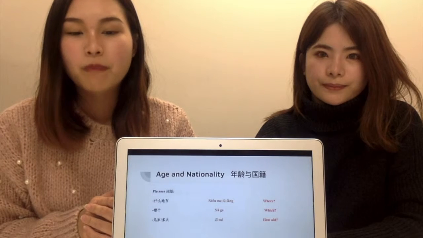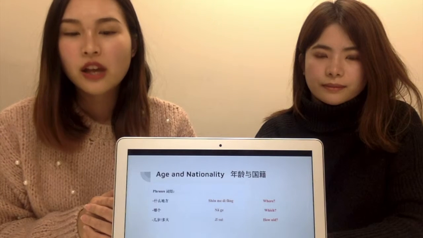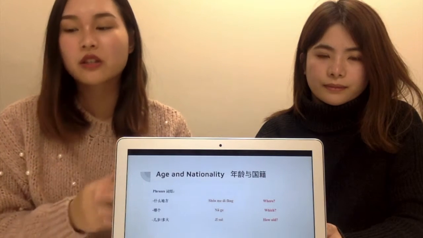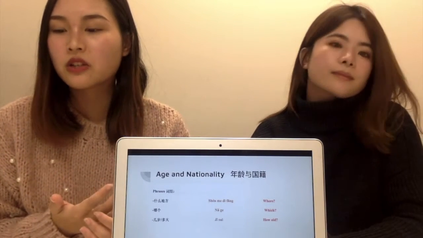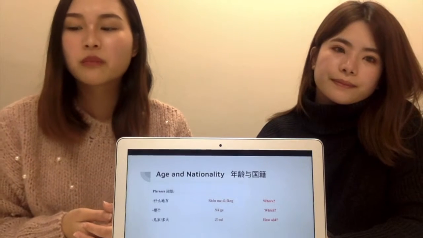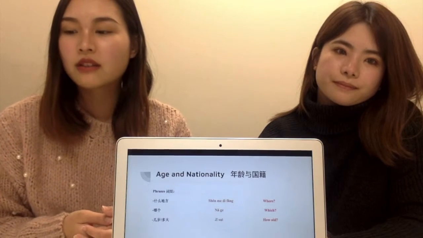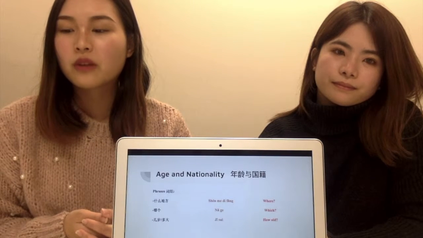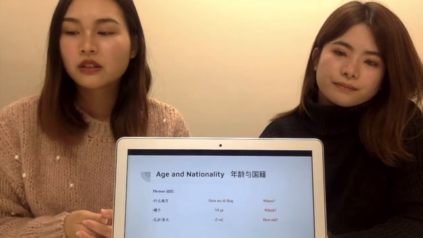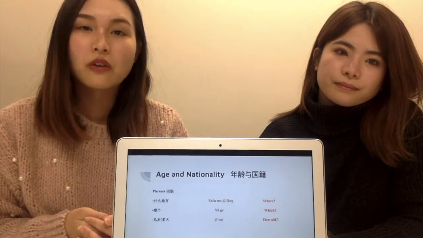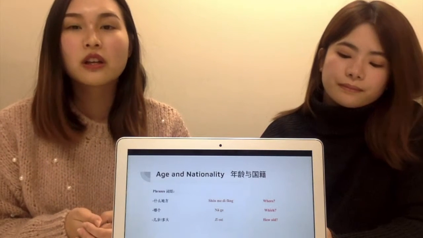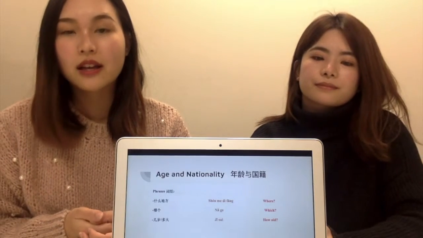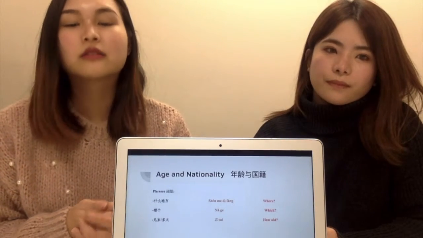几岁? 多大? In Chinese, people have different ways of asking someone his or her age, depending on whether the person is a child or an adult. When asking a child his age, one says 你几岁? However, when asking an adult about their age, you should ask 你多大? Or to be more respectful, you should ask 您多大?